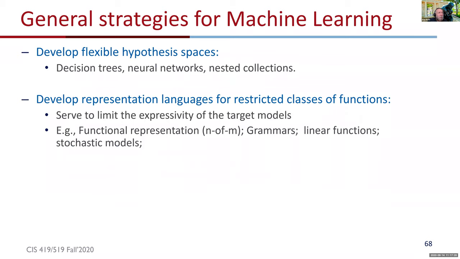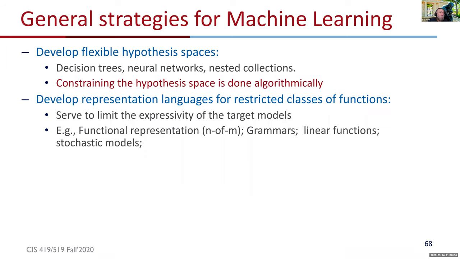Okay, so what should we do then? We should develop strategies for how to deal with these issues. And there could be multiple strategies. One of them would be to use very flexible, very general, if you want, universal hypothesis spaces, like decision trees that we're gonna see next week, or neural networks that we're gonna see several times during the semester. Or we can develop representation languages that are restricted. For example, we may want to look at specific functional representations, like the N of M functions. We may want to look at grammars and represent what we learn as grammars, or stochastic models with some constraints, or linear functions.